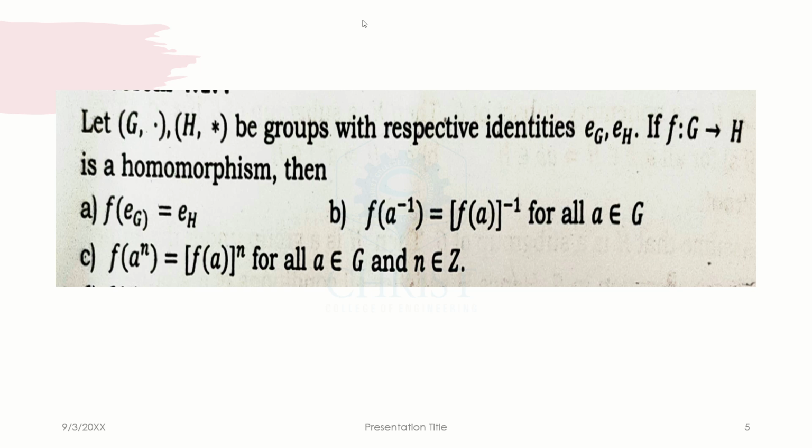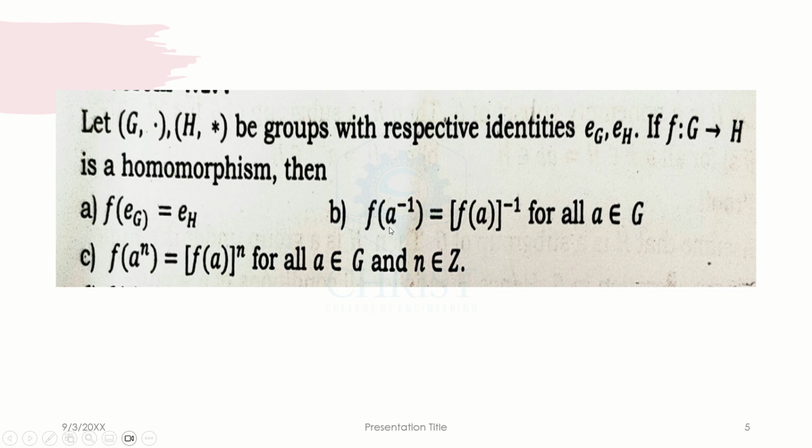We are going to see some of the properties of homomorphism. To begin with, let us consider two groups G and H, and f is a homomorphism from G to H. Then the first property says that f always maps identity element to identity element. That is, if e_G is the identity element of G and e_H is the identity element of H, then the homomorphism f will map e_G to e_H.